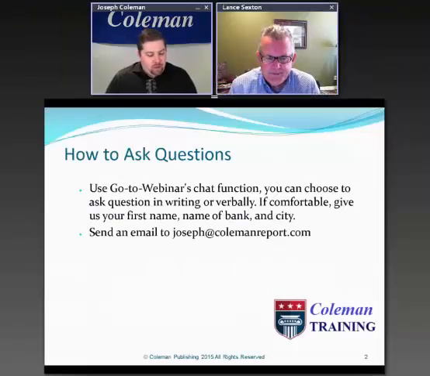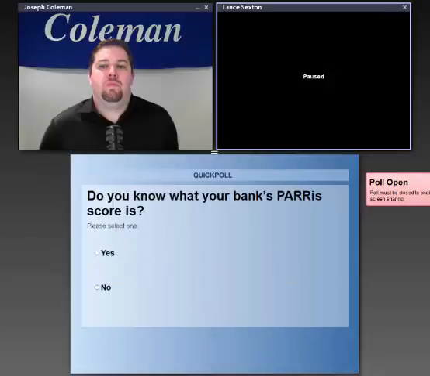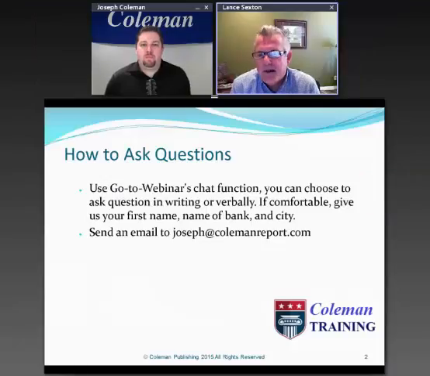Good. And the last one is, do you know your bank's PARRIS score? I ask this question because the PARRIS score has become so important in the SBA process. They look at it when you submit to become an Express lender. They look at it when you submit to become a PLP lender. It's used in your SBA review. So having an awareness of the score and what impacts the score is an important part of the SBA lending process.